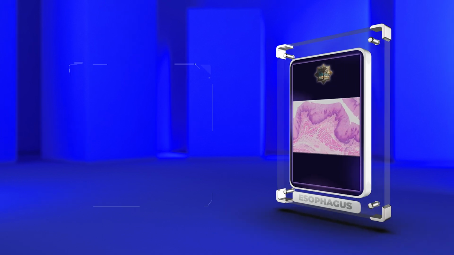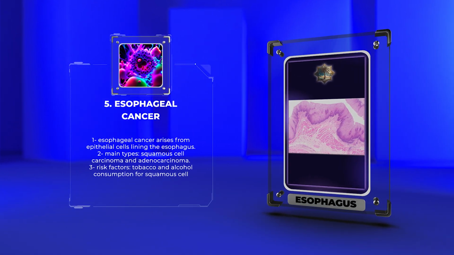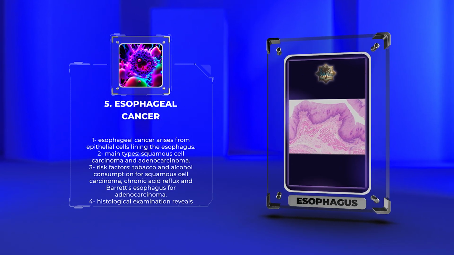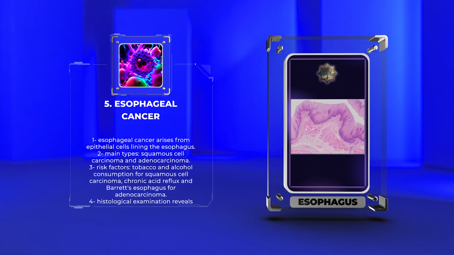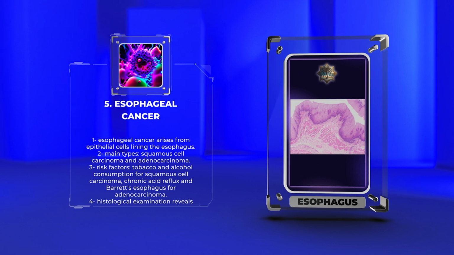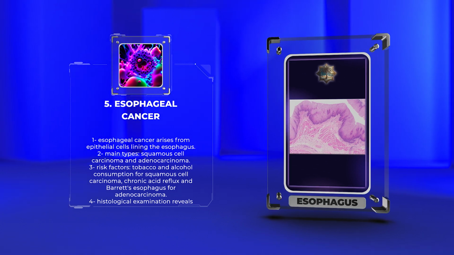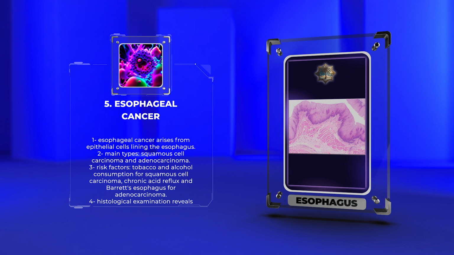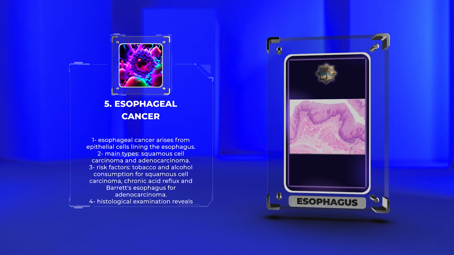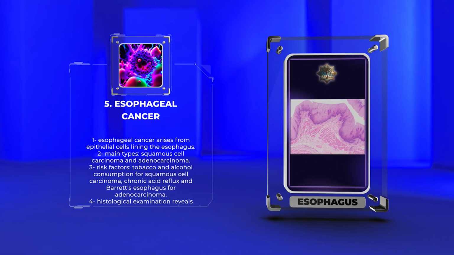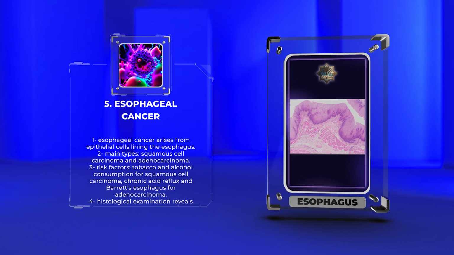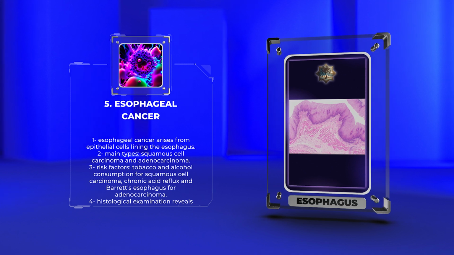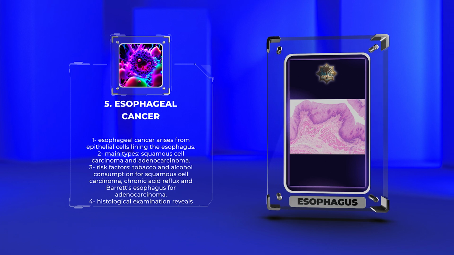Esophageal cancer is a life-threatening disease that arises from the epithelial cells lining the esophagus. The two main types of esophageal cancer are squamous cell carcinoma and adenocarcinoma. Squamous cell carcinoma predominantly affects the upper and middle portions of the esophagus and is often associated with risk factors such as tobacco and alcohol consumption. Adenocarcinoma, on the other hand, is commonly found in the lower esophagus and is closely linked to chronic acid reflux and Barrett's esophagus. Histological examination of esophageal cancer samples reveals invasive malignant cells invading the deeper layers of the esophageal wall.